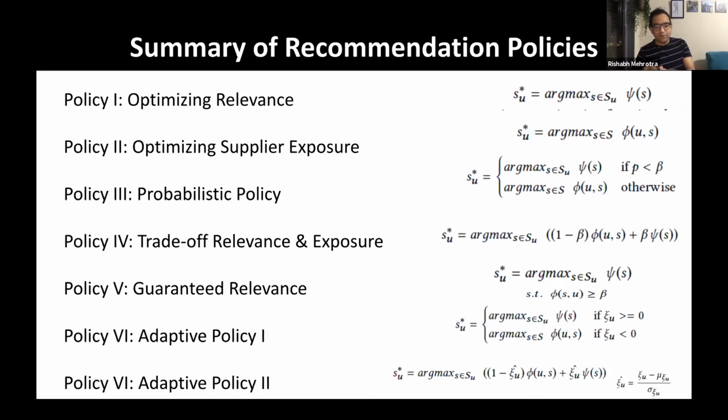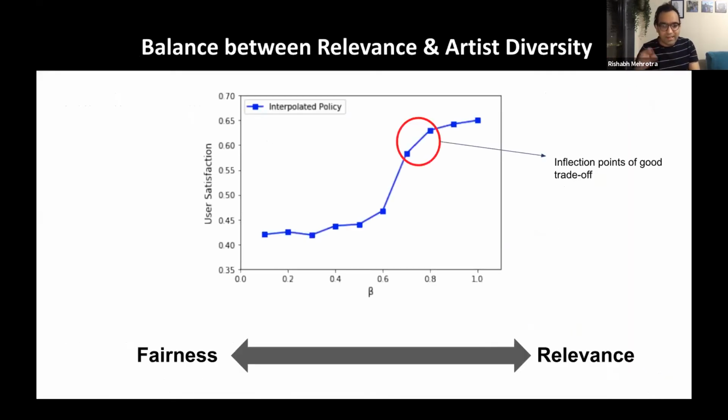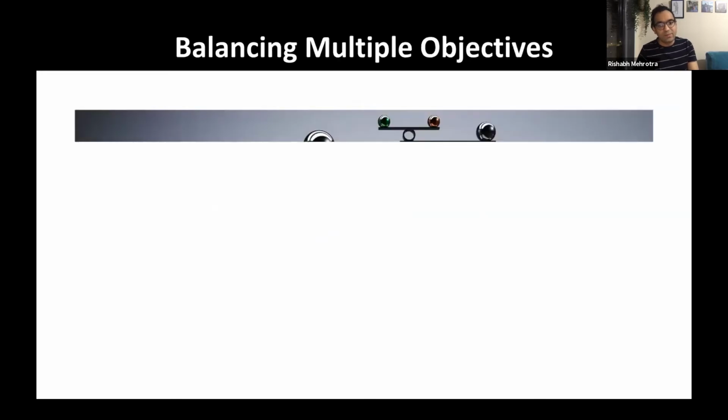We also tried some adaptive policies. Adaptive policies are user aware. Some users are okay with diversity, some users are not. We quantified that and brought it into the optimization objective. A lot of details are in the paper, but it was great that we saw inflection points which provide a good trade-off. The things marked in the red circle show that maybe I can get decent gains in diversity without impacting relevance or satisfaction so much. This is a very promising result and we can double down on it.